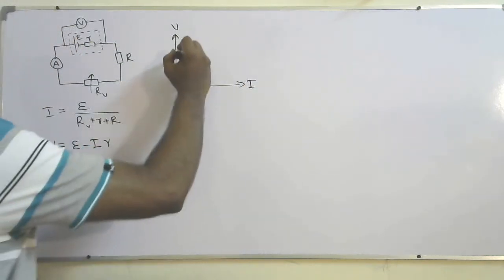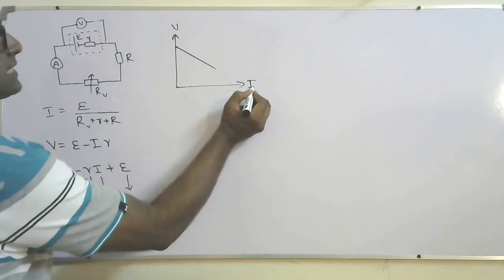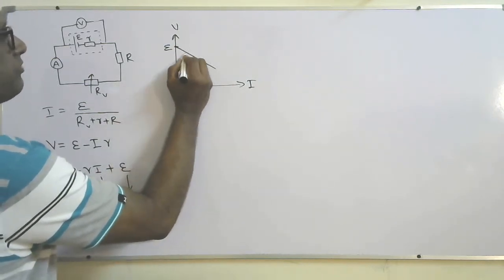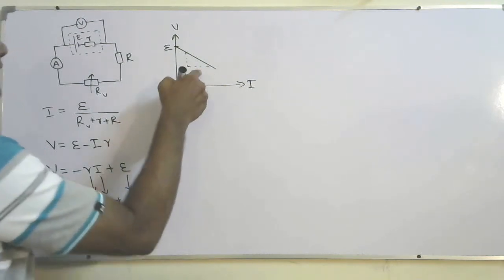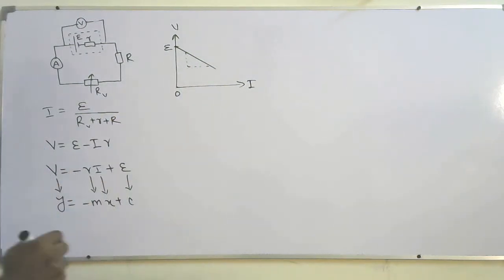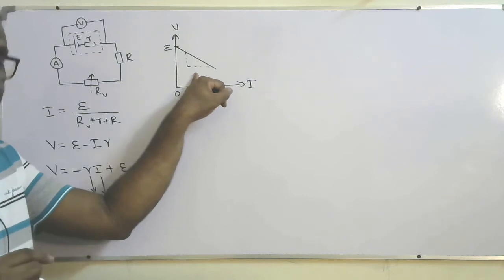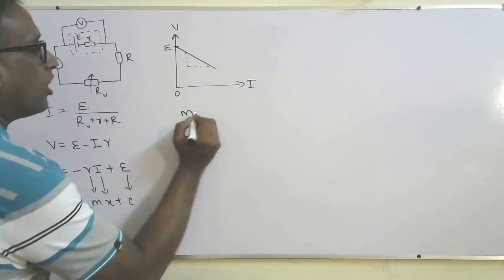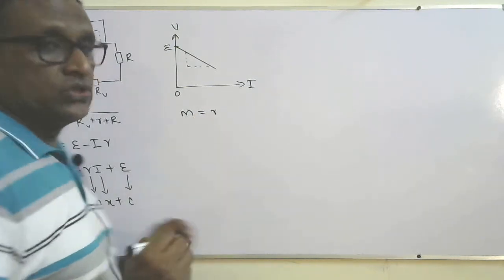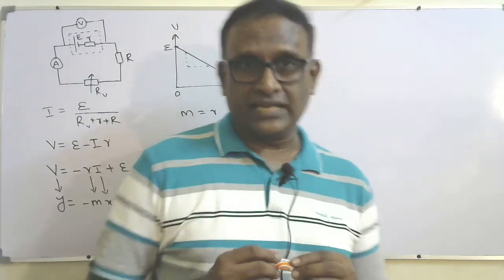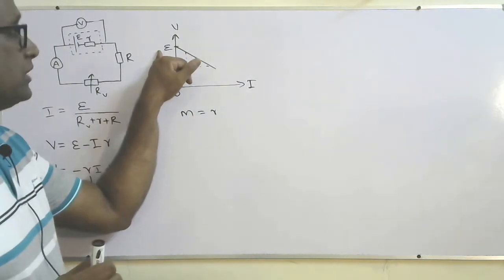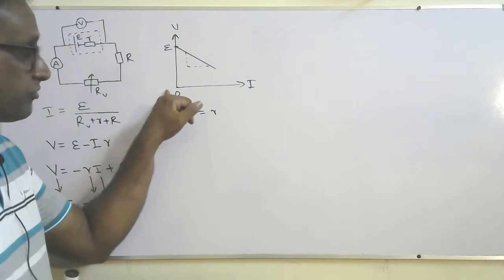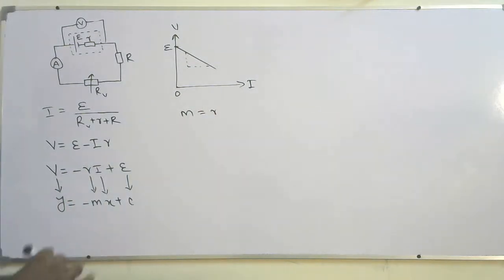You will get a straight line. If I start the graph with 0, then the y-intercept point will be equal to EMF. Find the gradient. Gradient will be equal to internal resistance. So the gradient is going to be negative. Negative gradient is equal to minus r. So modulus of the gradient will be equal to internal resistance of the cell. And the y-intercept point will be equal to EMF if I start the graph from the origin.